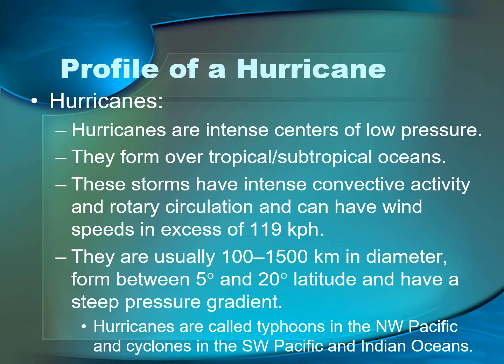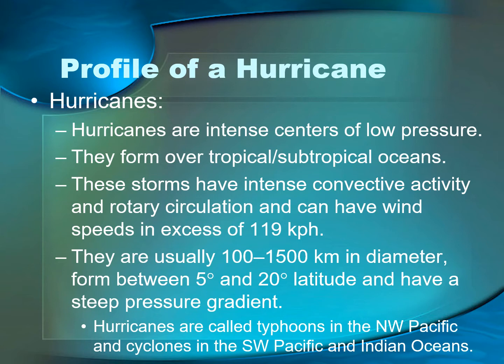So they can be rather large, and some of them, if you look at the outer wind fields, can stretch for hundreds of kilometers across. Now, I am going to ask you to know within what degrees latitude they form. They're going to form between 5 and 20 degrees latitude, north or south of the equator.